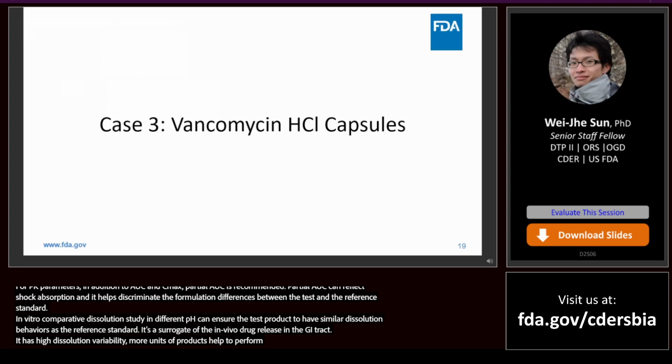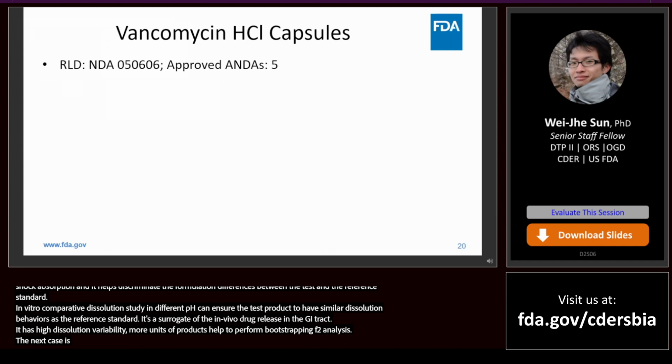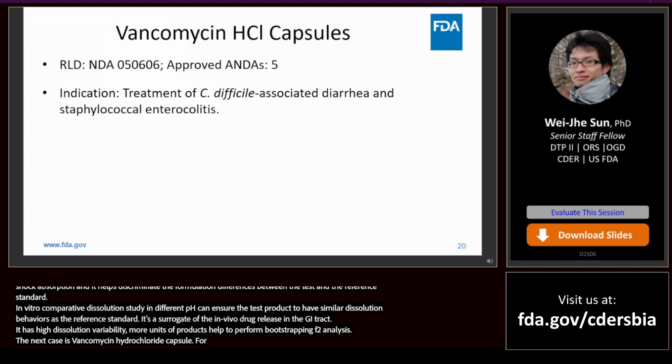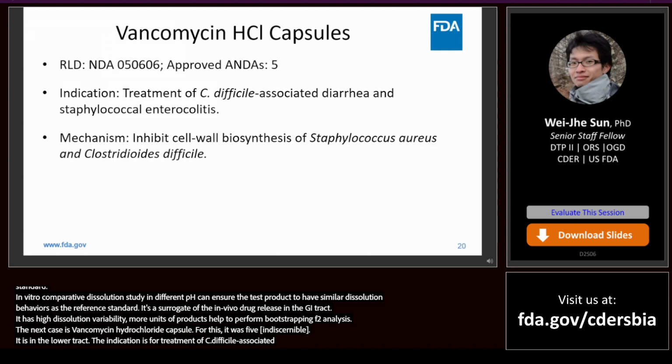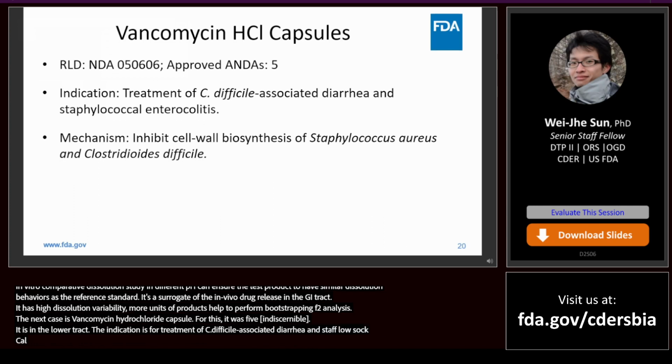The next case is vancomycin hydrochloride capsule. For vancomycin hydrochloride capsule, it has 5 approved NDAs. Vancomycin acts locally in the lower GI tract. The indication is for the treatment of C. difficile associated diarrhea and staphylococcal enterocolitis. The mechanism is through the inhibition of the cell wall biosynthesis of bacteria.